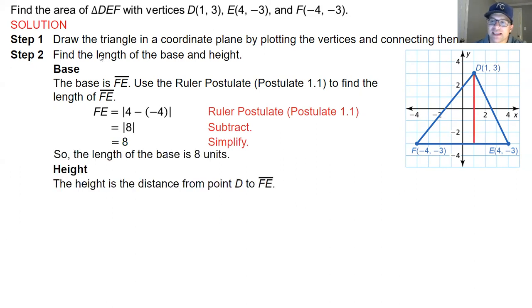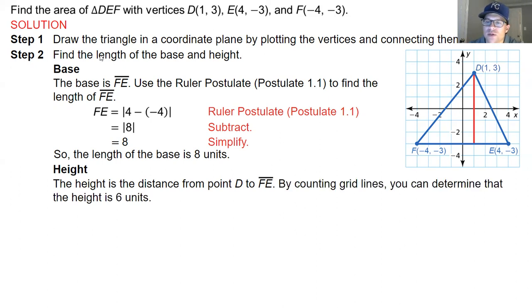Now remember, when looking at the height, it must be a straight vertical line, completely perpendicular to your base. So on this grid, the red line that appears is going to be your height. And again, just by counting your grid lines, you can determine that the height of this triangle is 6 units.